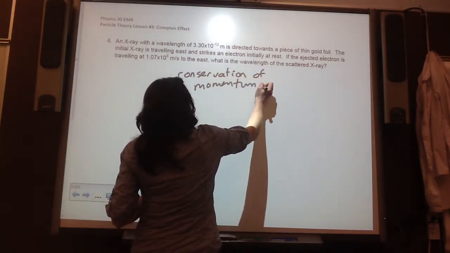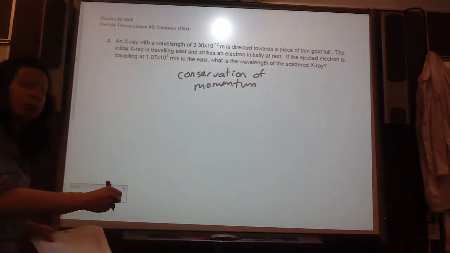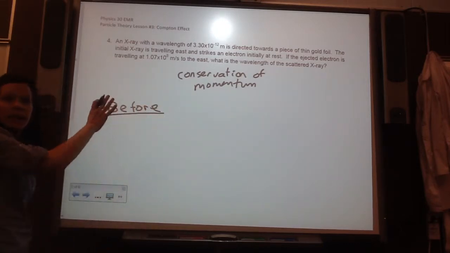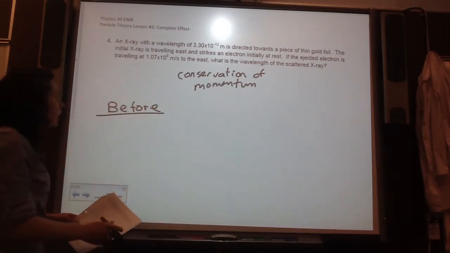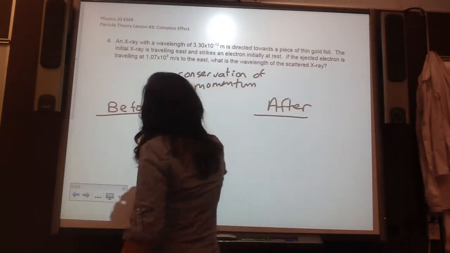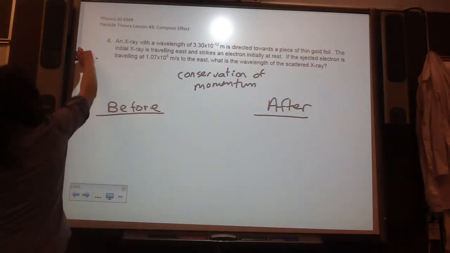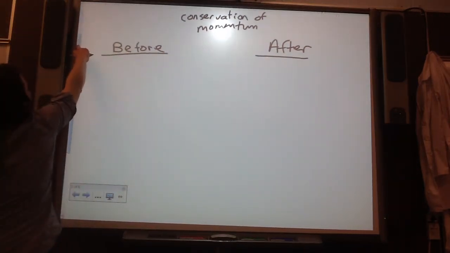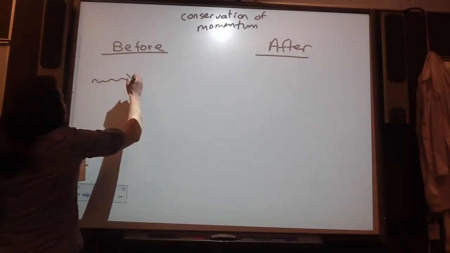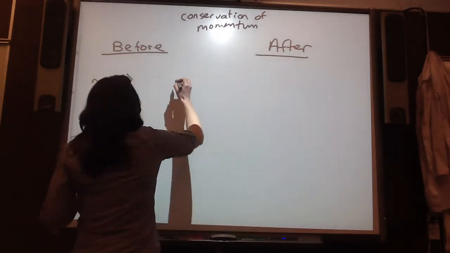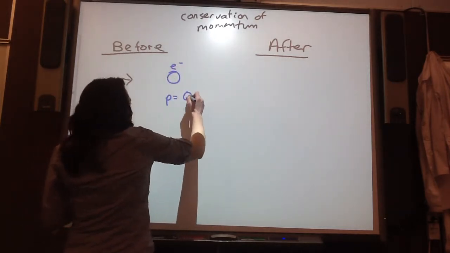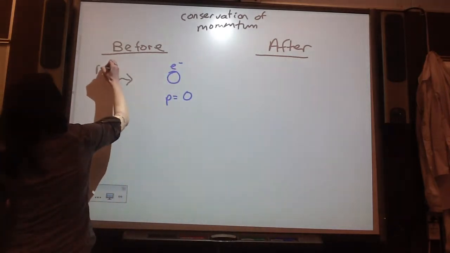So we had kind of a routine of how we would do these types of questions. We would do before and give the momentum of each, and then we would do after and have the momentum of each. So our momentum of our electron is 0. Here we have our incoming photon, and here's the electron. So our P of our electron is 0. We can just conclude that already.